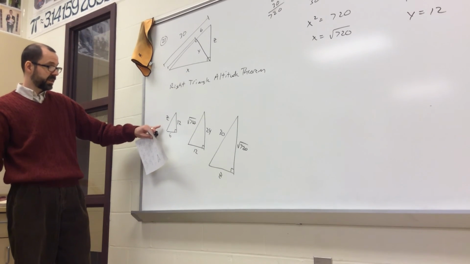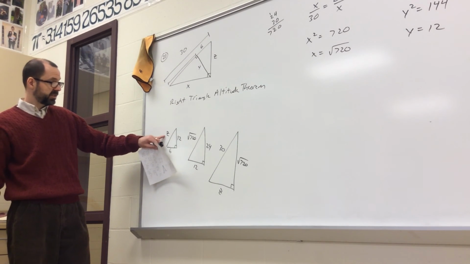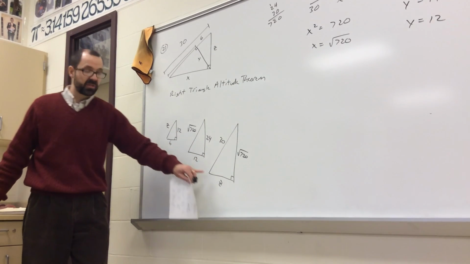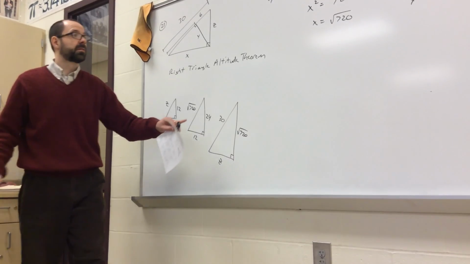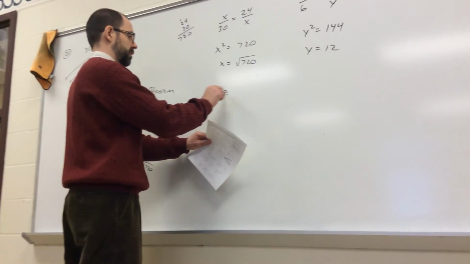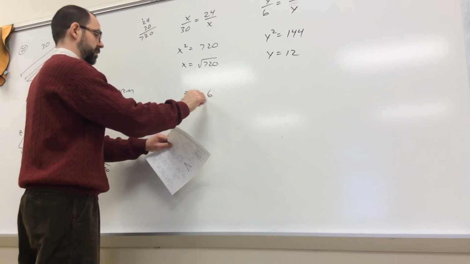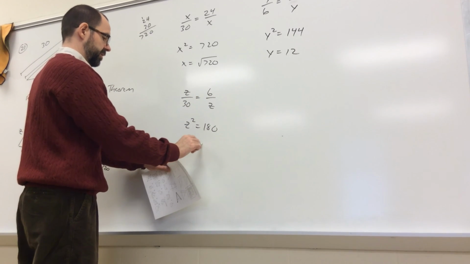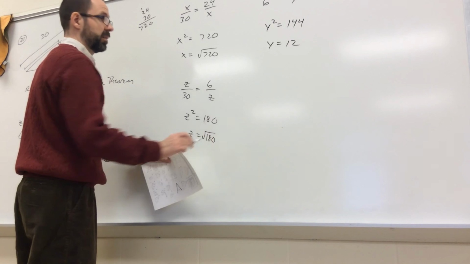Okay, last but not least, let's do z over 30 equals 6 over z. So z squared is 180, and z is the square root of 180.